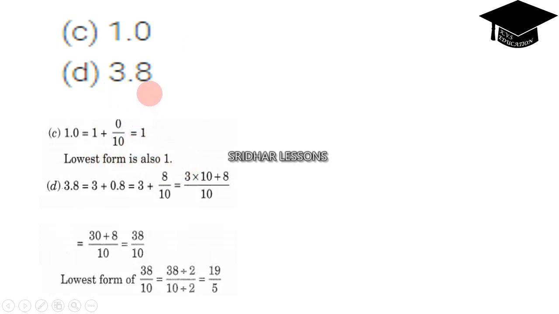Next one is 3.8. 3.8 can be written as 3 plus 0.8. And 0.8 can be written as 8 by 10. So taking 10 as LCM, 3 into 10 plus 8, that is 38 by 10. Okay. To make the lowest form, 38 divided by 2 and 10 divided by 2, this is equal to 19 by 5. 2 will be cancelled 19 times in 38, and 2 will be cancelled in 10 5 times, so 19 by 5. Okay.